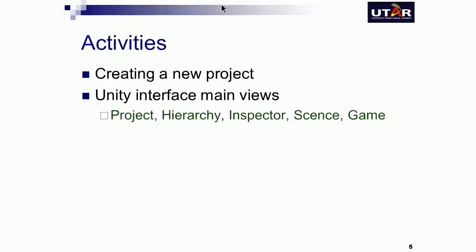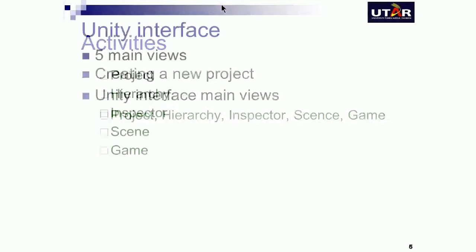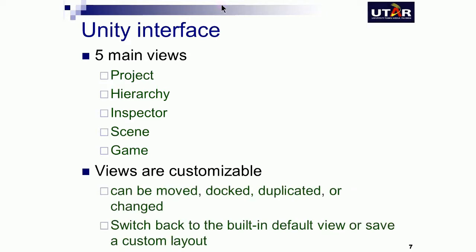Let's look and see what the main views in this Unity interface are. There are 5 main views: the project, hierarchy, inspector, scene, and game view. They are all identified by the names on the tabs of these respective views. And all these views are customizable, which means they can be moved, docked, duplicated, or changed. And you have an option of switching to the built-in default view, just in case you move all the views all around the place and you don't like how it looks. You can switch back to the default view. Or you may have a particular layout of the views that you are comfortable working with, so you can save the custom layout of the views. Let's see how this is done.